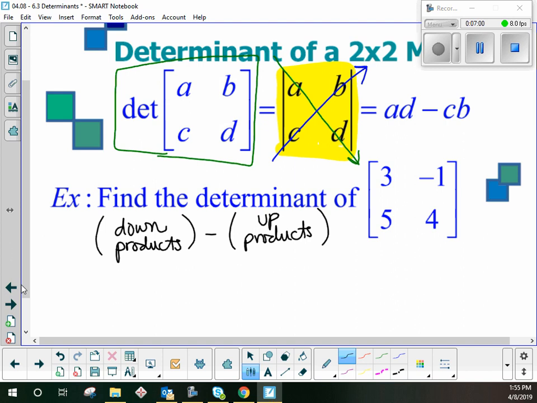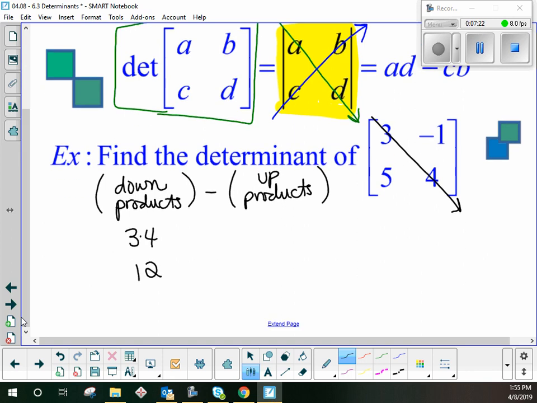So if I'm finding the down products, here's my down diagonal starting at the top and working my way down. What two entries are on that diagonal? 3 and 4. So I'm going to multiply them, and I'll get 12.